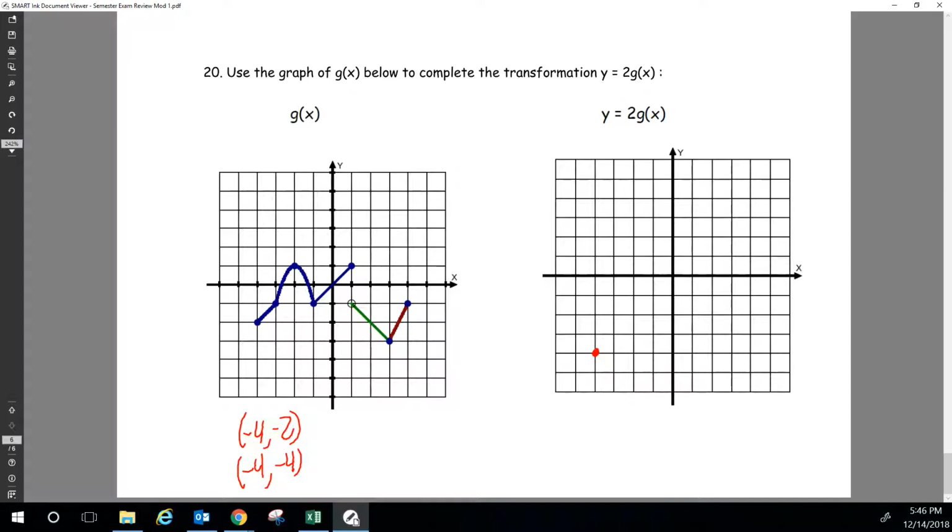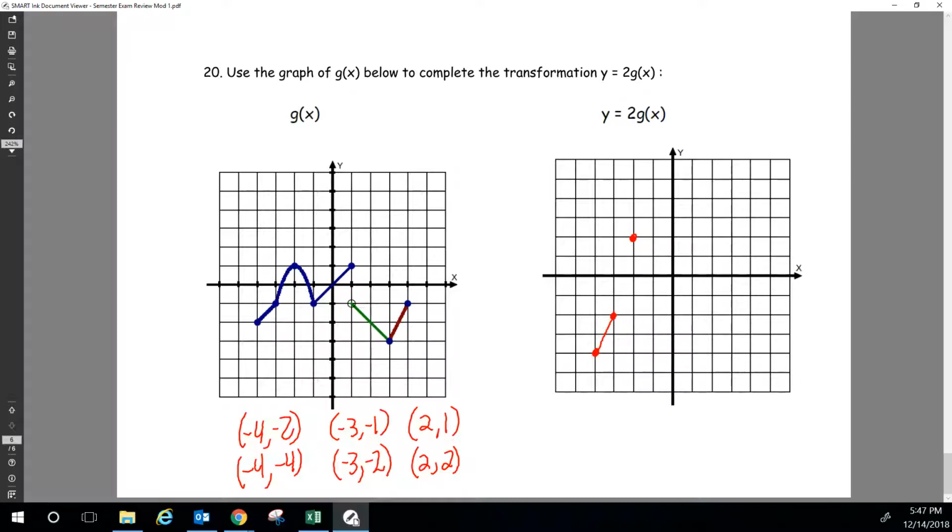All right, then I'm going to point at (-3, -1). Keep the x the same, multiply this guy by 2. It's going to be -2. Next point is (-3, -2). Boom. And then it's making a little parabola-like shape. This point here is at, let's see, (2, 1). Keep the x the same, multiply the y times 2. And so it's going to come up here to (2, 2).